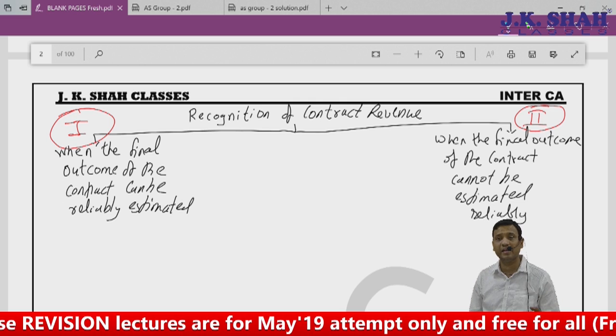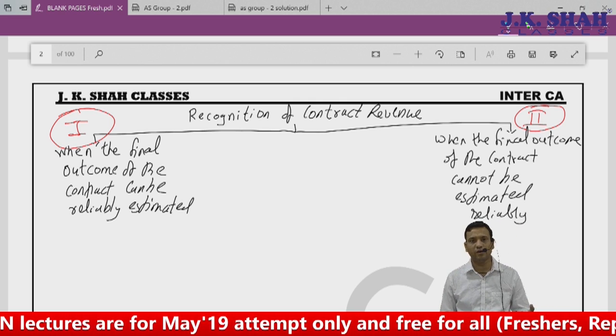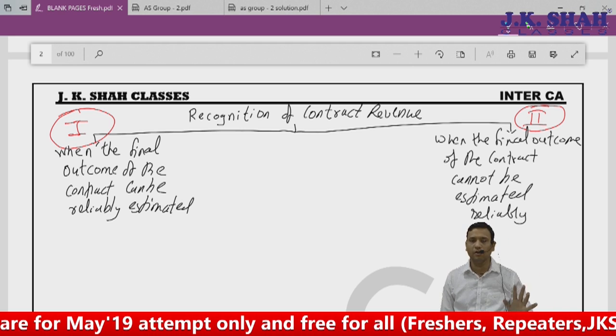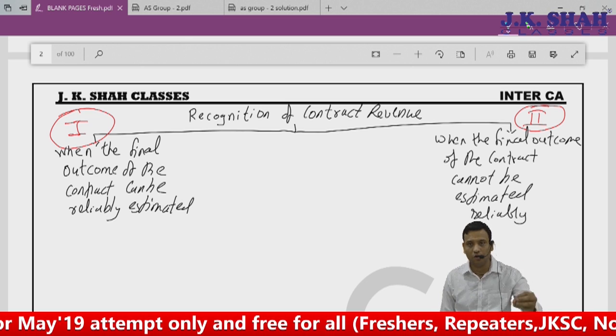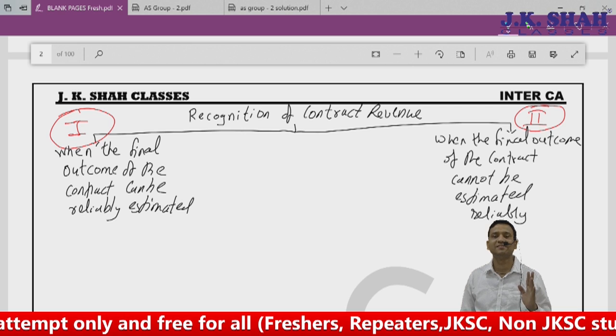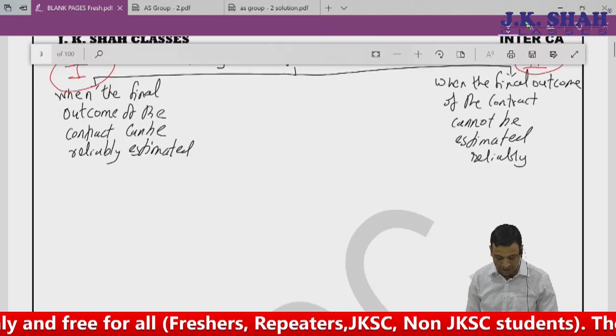When I talk about final outcome, it means the result of this contract, whether I would end up in a profit or loss. Even though it is a loss, if I'm able to reliably measure it, then you fall under part 1, otherwise part 2. First, let's talk about part 1.